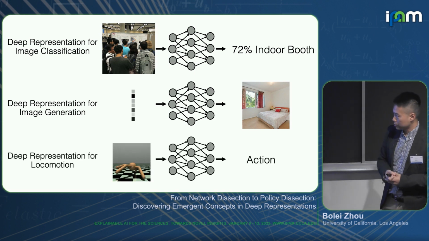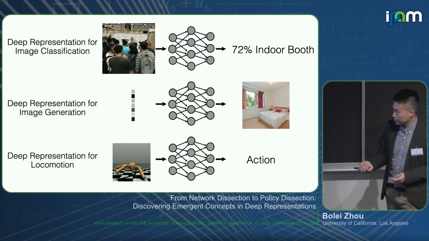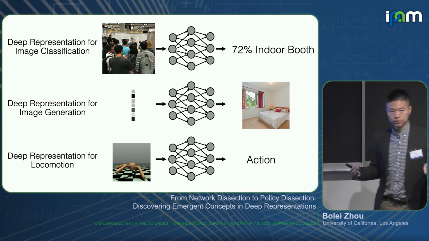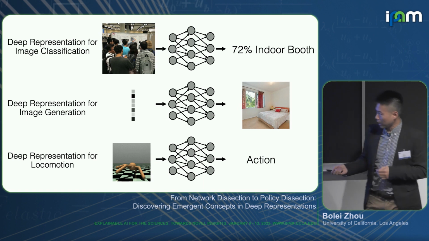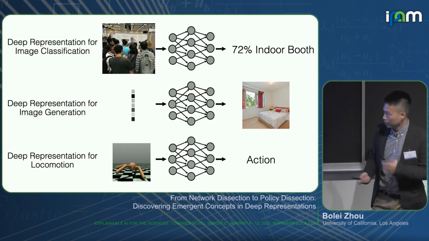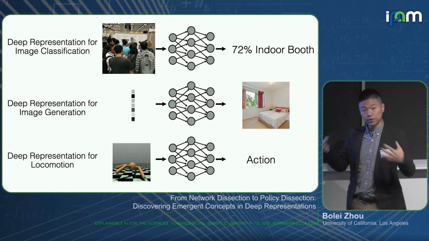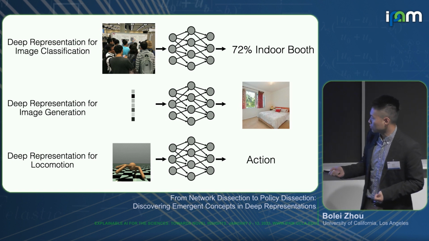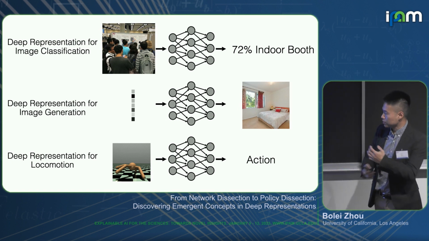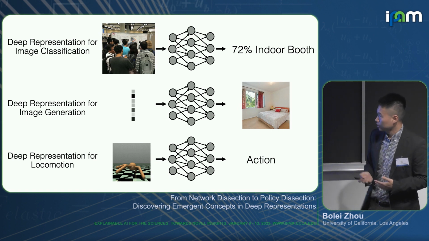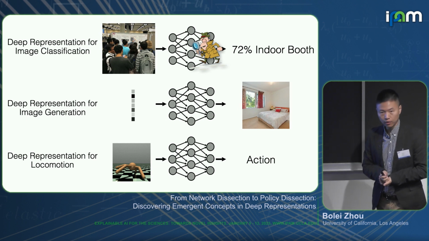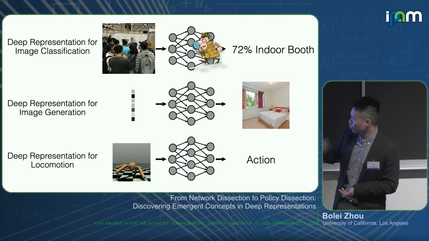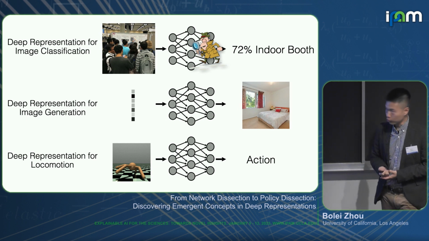Lastly, we'll talk about the knowledge learned inside the deep representation from reinforcement learning, like for this locomotion task, and see how this internal representation learns motion primitives that can help with decision making to help this robot navigate. So let's start with the easiest one, the deep representation for image classification, and look into the representations.